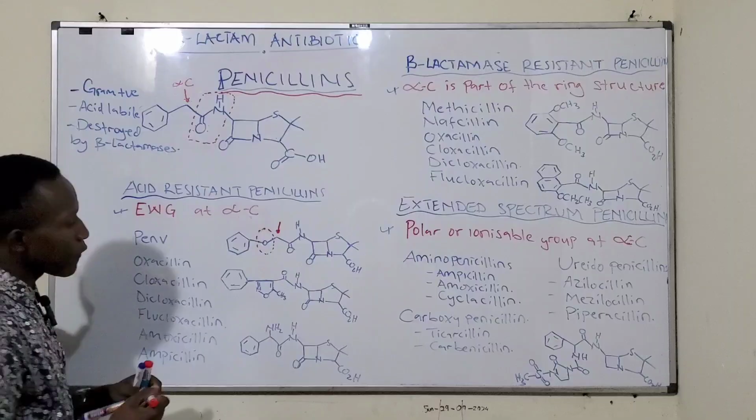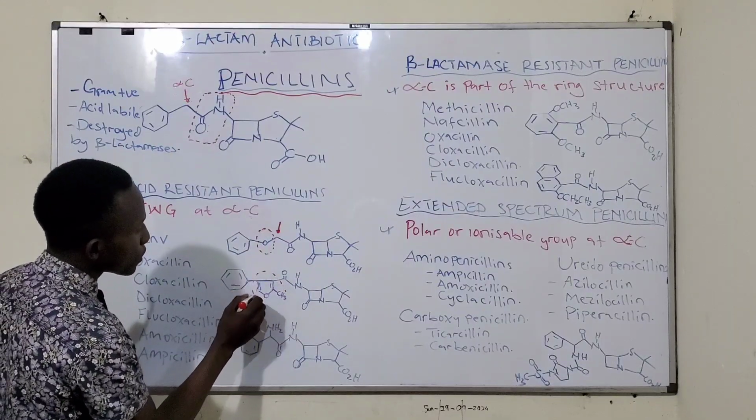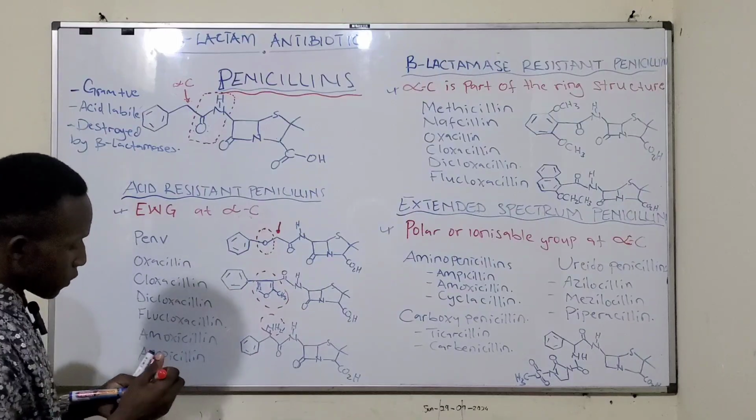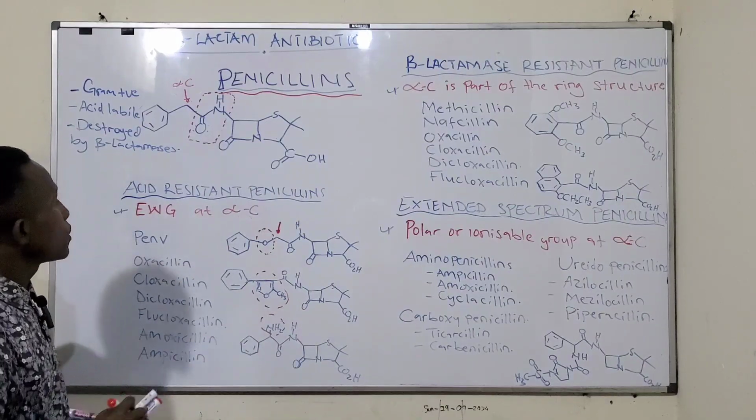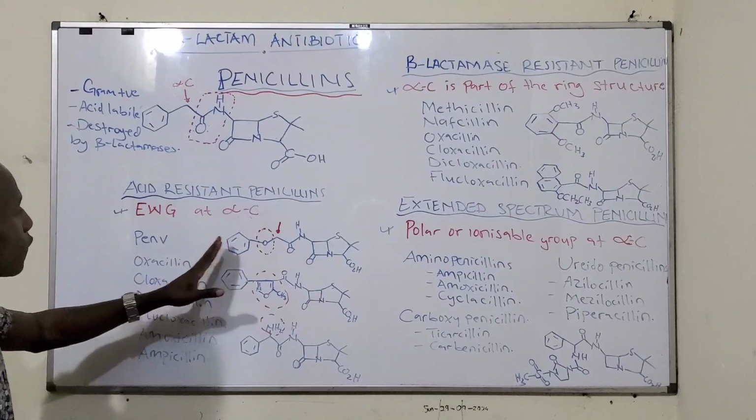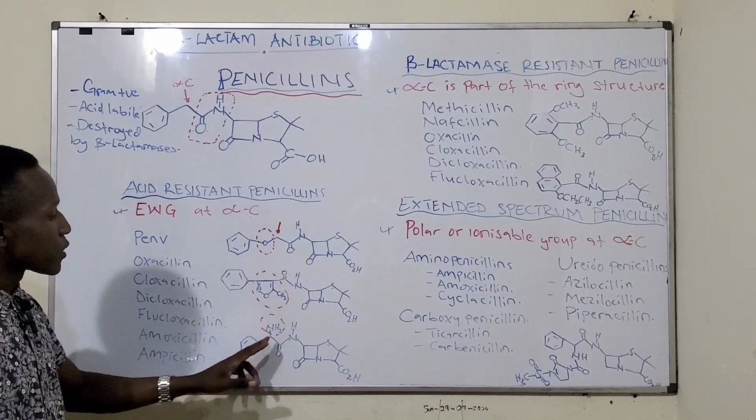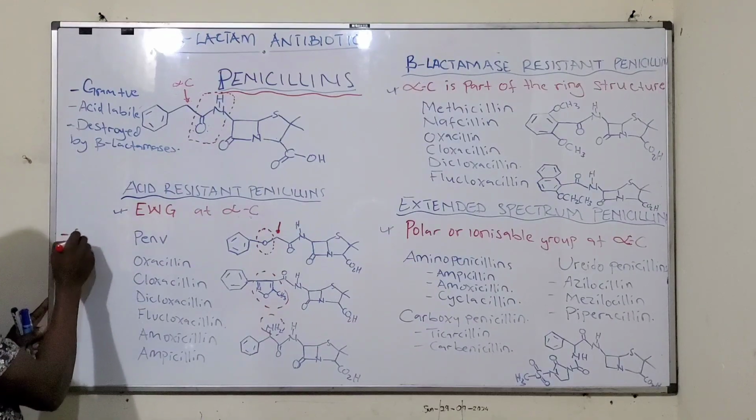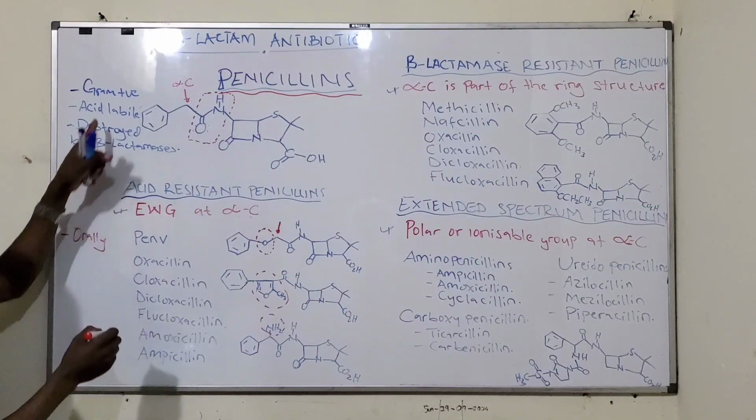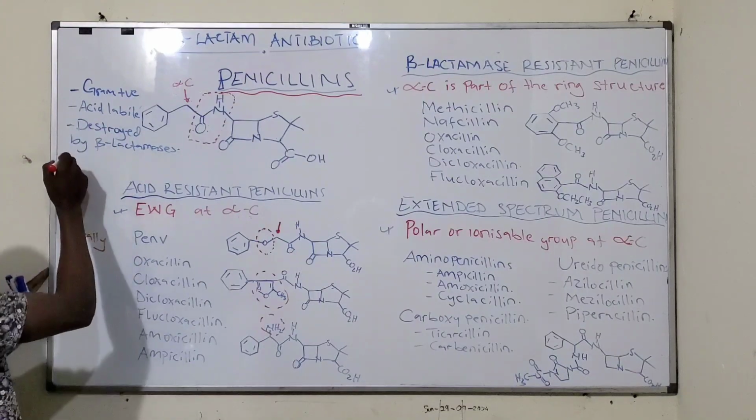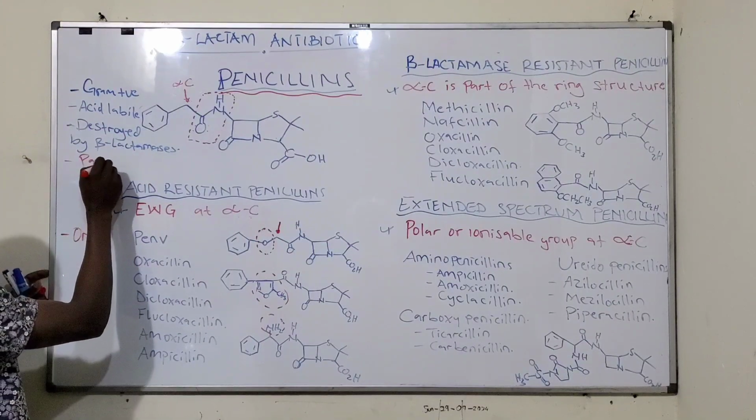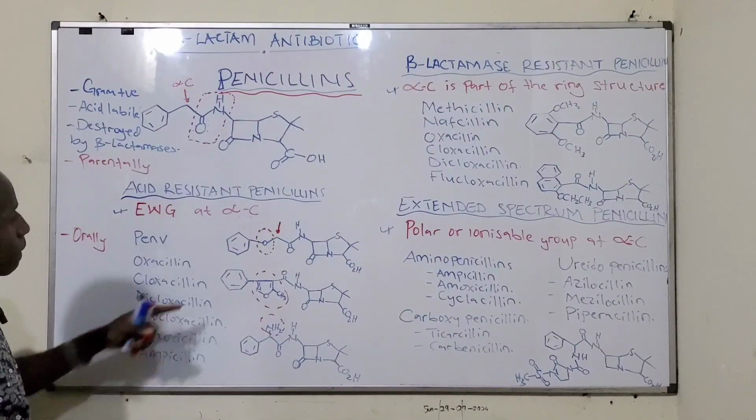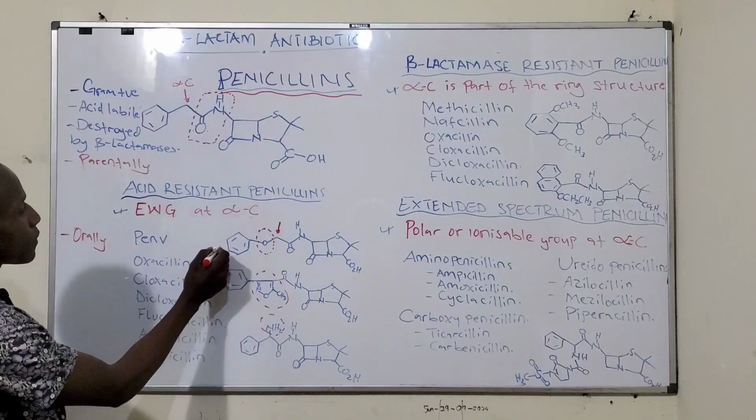Now these penicillins, which have the electron withdrawing groups, make these electrons unavailable for the other mechanism, meaning that all those penicillins having the electron withdrawing groups are stable in acid, so they can be taken orally. So this one, because it is acid labile, it is taken parenterally. What is administered parenterally.